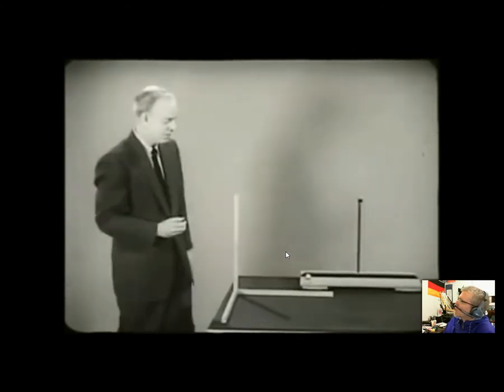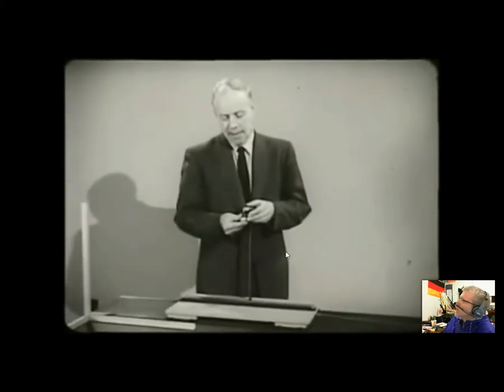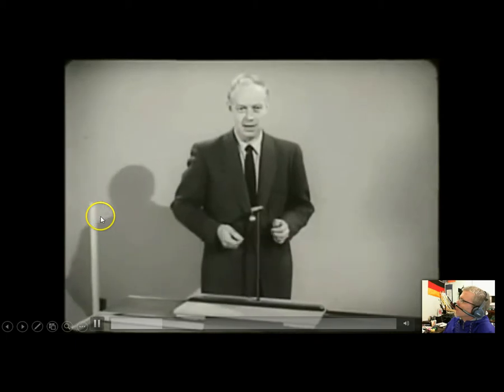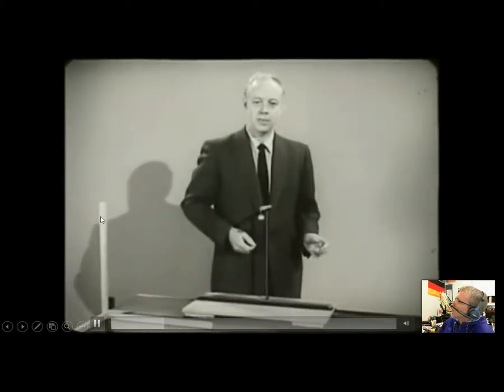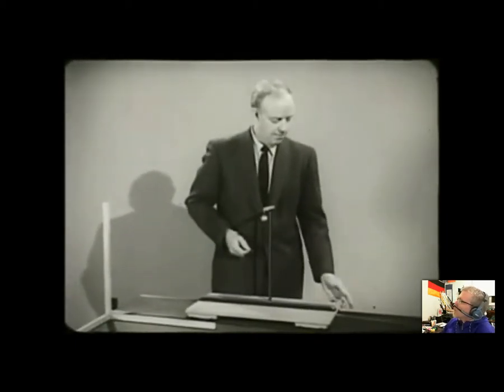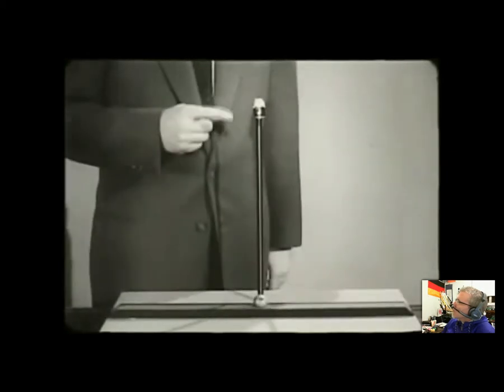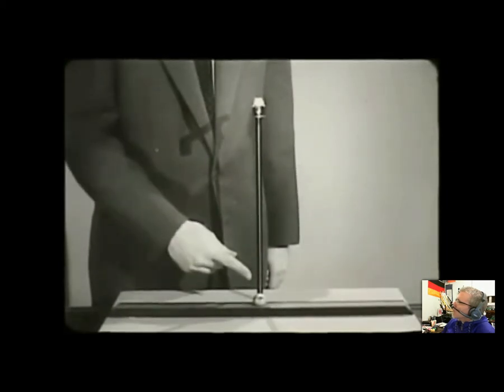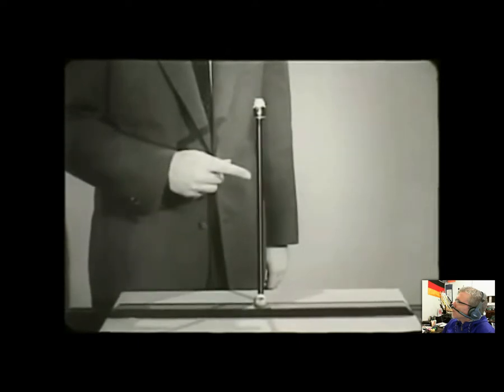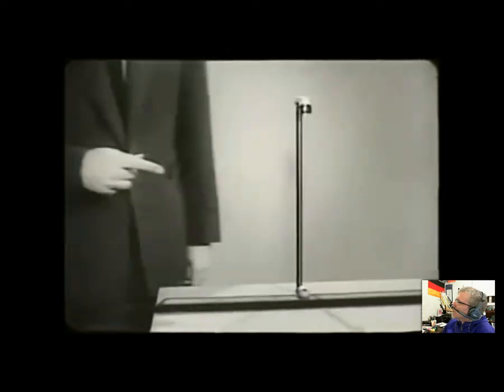Well, let's look at a motion. This steel ball can be held up by the electromagnet. Now I'm going to open the switch, and you watch the motion of the ball. The ball is accelerated straight down by gravity along a line parallel to this vertical reference line.